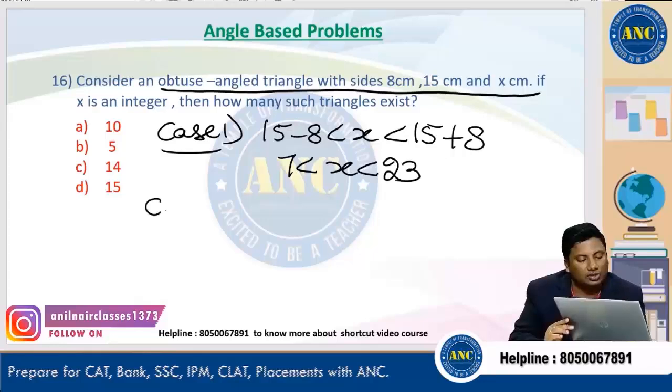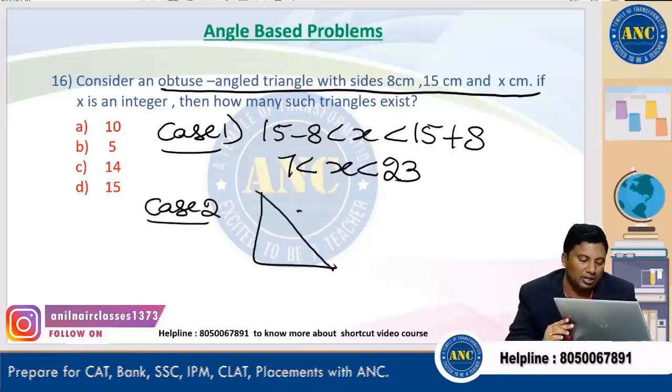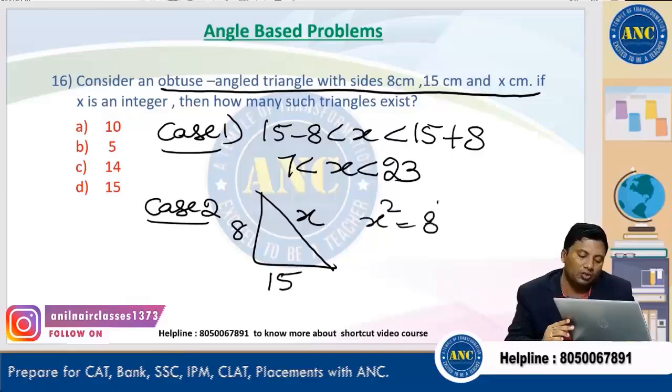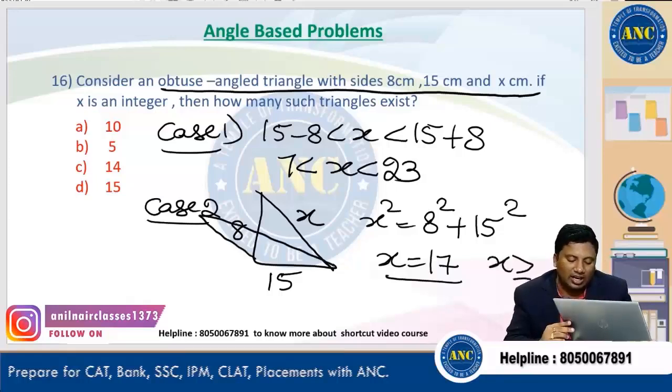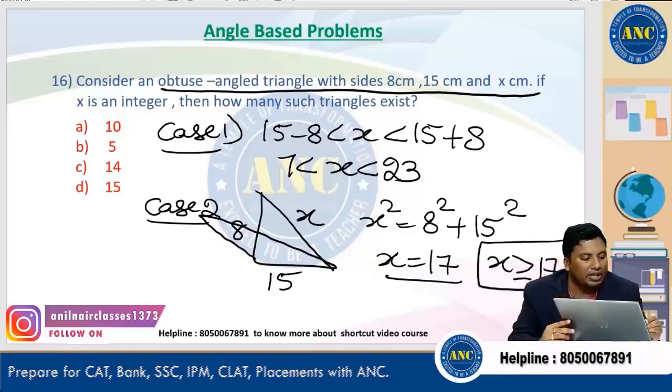Case 2. First make x the largest side. Assume that it is a right angled triangle with sides x, 8, 15. X square equals 8 square plus 15 square. So the triple will become 8, 15, 17. X is 17. Because it is an obtuse angled triangle, the hypotenuse will grow. So x is greater than or equal to 17. Second condition we got.